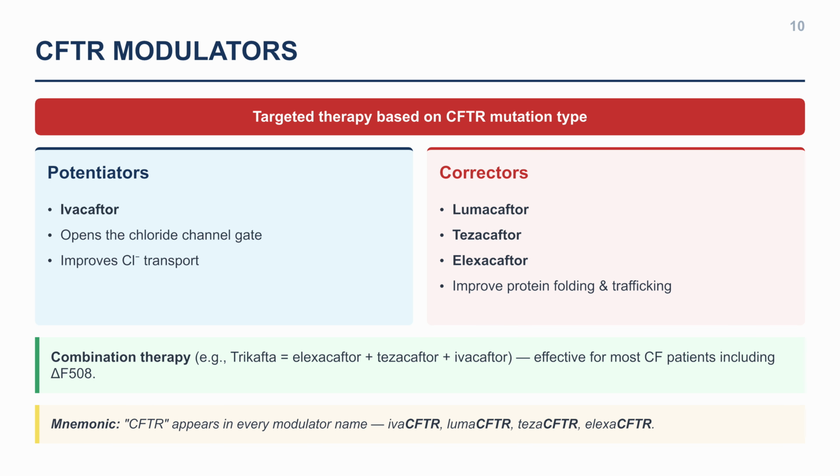Trikafta, which combines elexacaftor, tezacaftor, and ivacaftor, is highly effective and now approved for the majority of CF patients, including most with the delta F508 mutation. Mnemonic to remember the drug names. Every modulator contains the letters CFTR somewhere in its name. Eva CFTR, Luma CFTR, Teza CFTR, and Alexa CFTR.